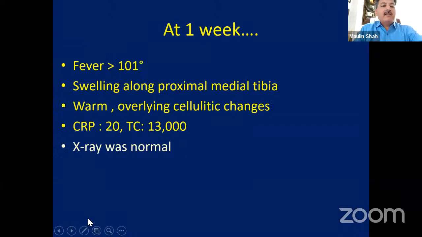Now at 1 week, the child started developing fever and had a spike of 101 degrees. There was swelling along the proximal medial tibia, which was warm with overlying cellulitic changes. C-reactive protein was 20, the counts were marginally raised, and the x-ray was again normal.